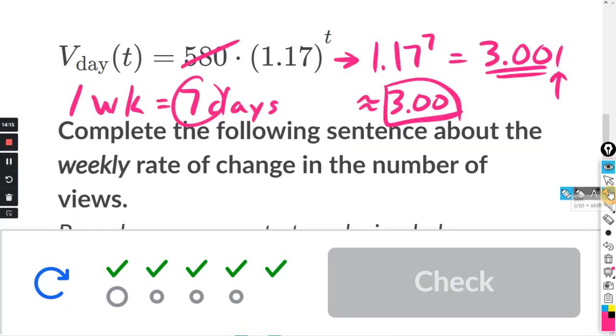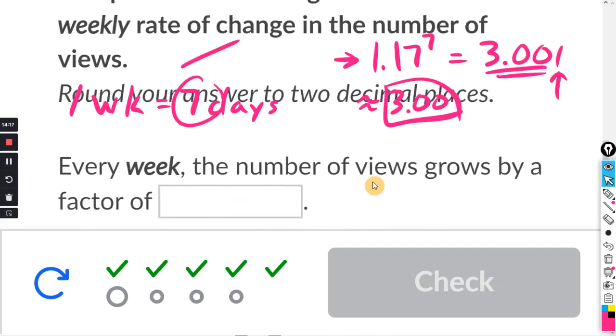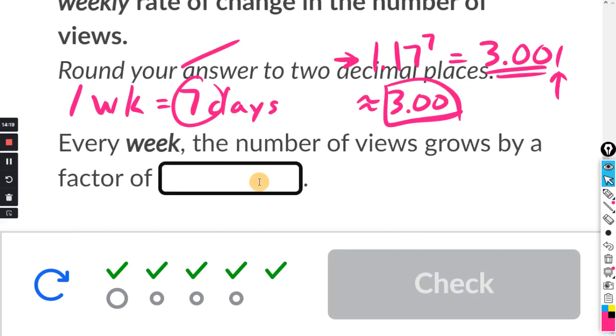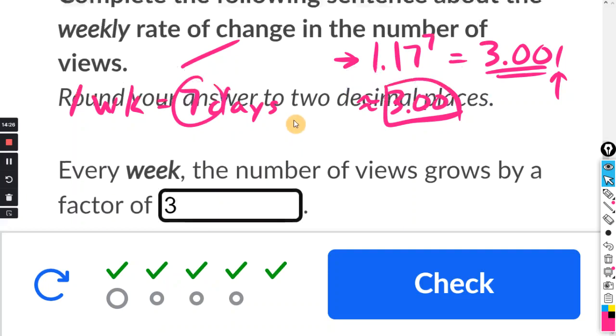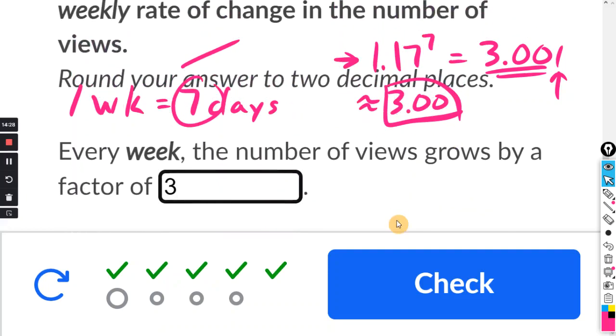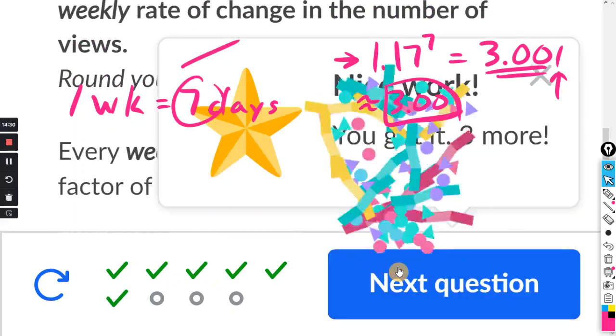All right, so we're looking at 3.00. Factor of means multiple of. Let me see if it takes 3. It said round to 2 decimal places, but it's 3.00. Let's see. Okay, it took it. Good.